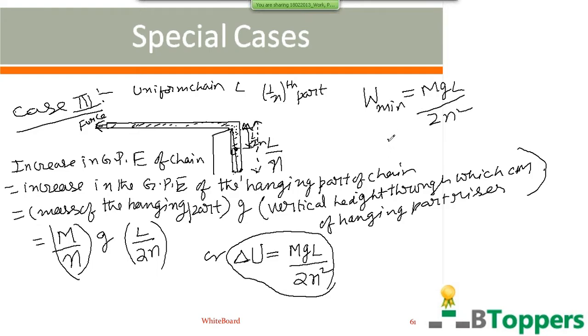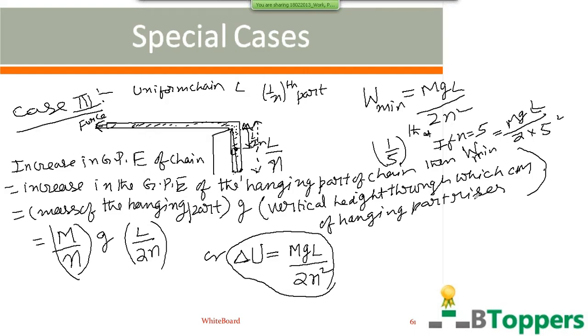For example, if you are given that 1 by 5th of the length of the chain is hanging from the edge of the table, that means 1 by n is 1 by 5, then n equals 5. So if n equals 5, then the minimum work required to pull the chain completely onto the surface of the table will be mgL by 2 into n squared, meaning 5 squared. Or you get the minimum work required to be done will be mgL by 50. That's how this result can be directly used in objective questions.